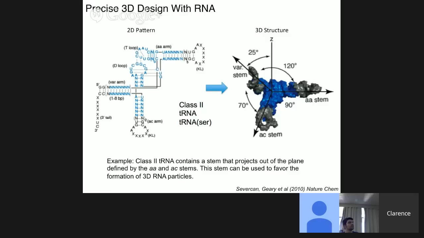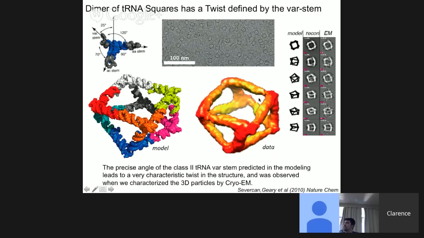are really set in stone, and encoded by all the blue residues that are the motif. And if you go out and try to make a new thing, you don't have to know how the blue nucleotides pair with each other. If you just put that pattern in, you'll have these 25, 70, 90 degree bends. And it's actually a real thing.